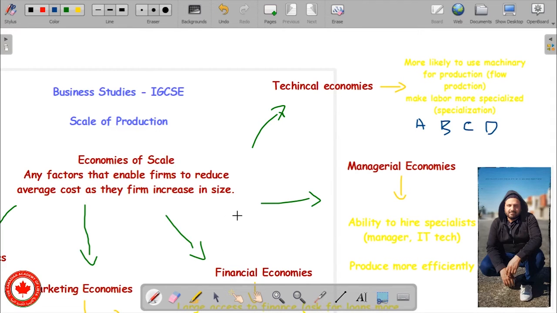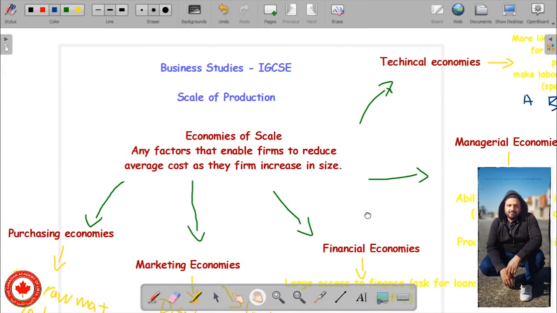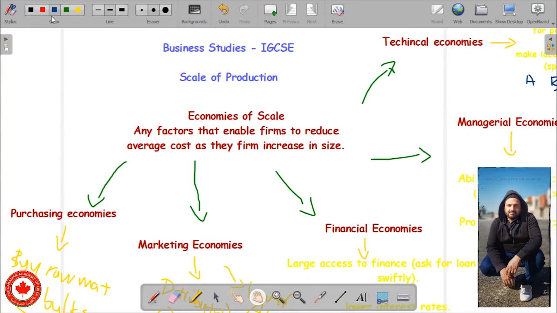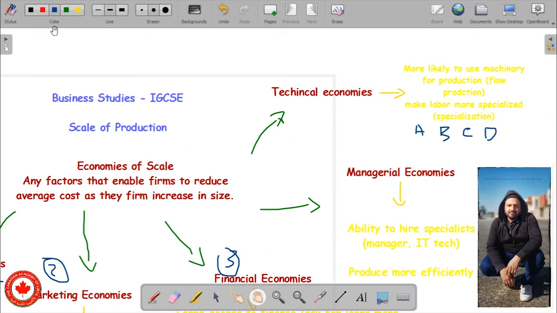So all of these are considered our main economies of scale. Purchasing economies, number one. This is the first type of economies of scale factor that enables the firms to reduce the production cost. Number two, the marketing economies. Number three, the financial economies. Managerial economies, number four. And number five, the technical economies. That's it about the economies of scale.